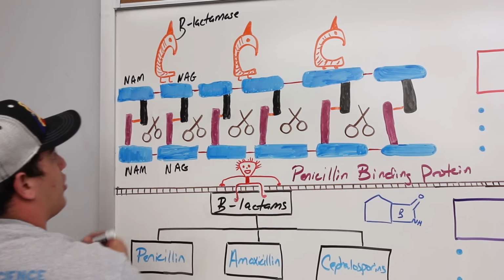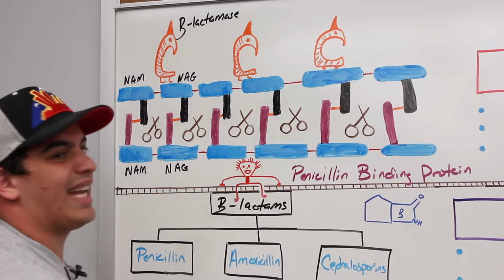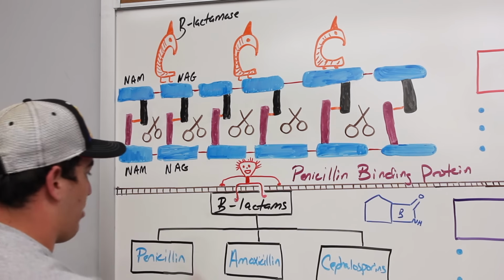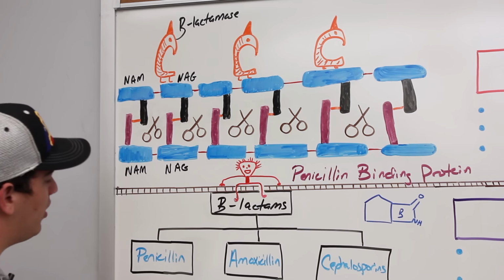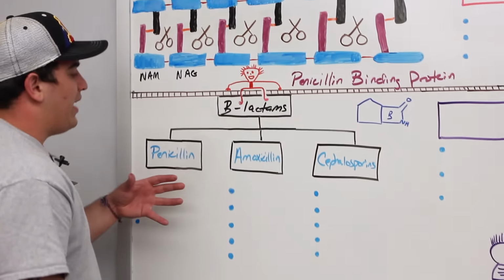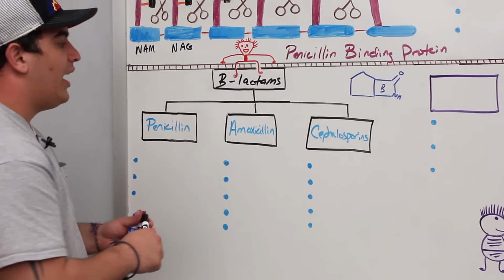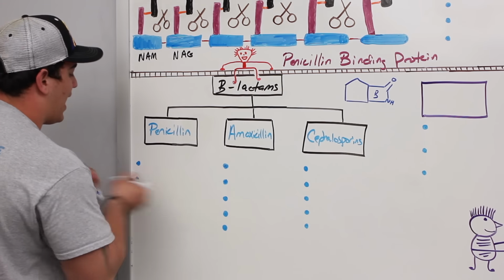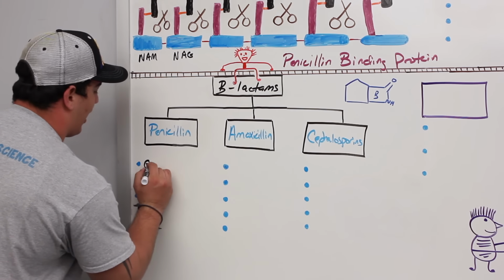And then these little brown structures there are actually going to be called autolytic enzymes. Okay, now that we've done that, let's go over these antibiotics here. All right, penicillin first. So penicillin is able to treat, in general, gram-positive and gram-negative bacteria.